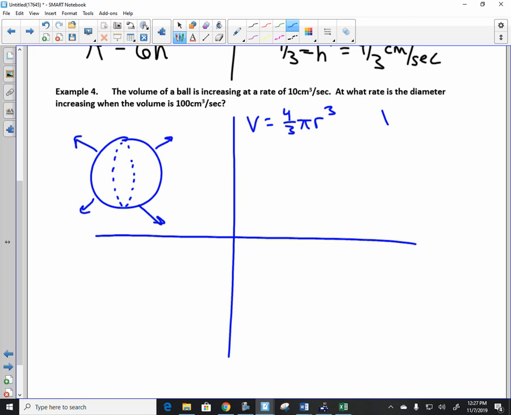We're given V prime. V prime is 10. We're also given V. The current volume is 100. What are we looking for? Diameter. Diameter prime, right? The rate at which the diameter is changing. Oh no, what's the problem with that? You don't have anything that speaks of diameter. You're like, well, just double the radius. Doesn't necessarily work like that.